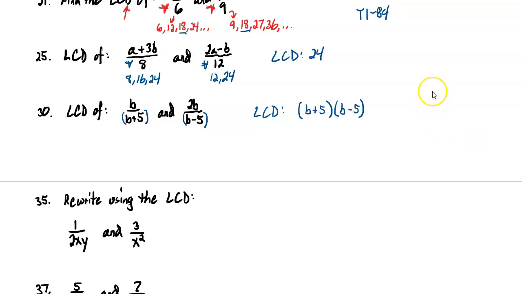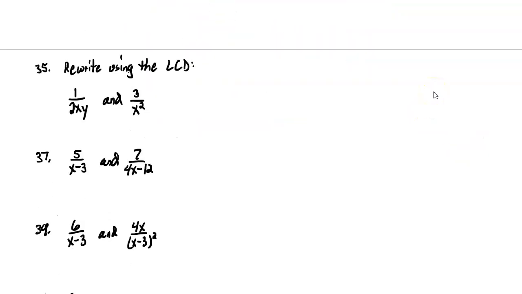Now, number 35, the directions are going to change again. This time we want to rewrite the fractions using their LCD. So we first need to figure out what is the LCD, and then we need to transform the fractions to an equivalent fraction that has that LCD. So first thing, what is the LCD?